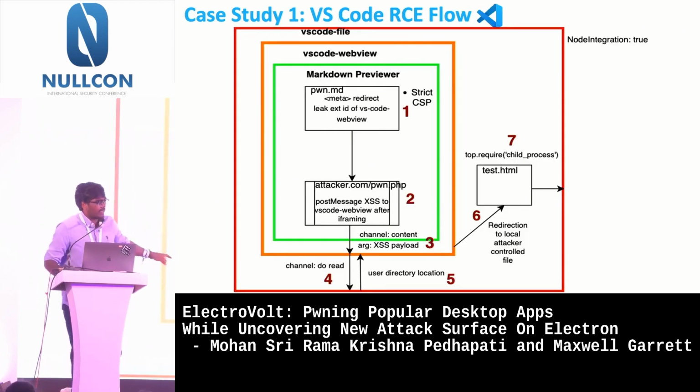So this is the complex attack chain we use to get remote code execution in VS Code. So I'll try to explain, but you can find my blog and there you can see the full exploit and write up about it. So let's see. So when a victim opens the pawn.md file, it redirects the victim to the attacker site where our JavaScript will be run in step 2.